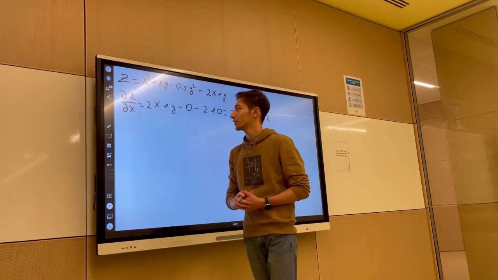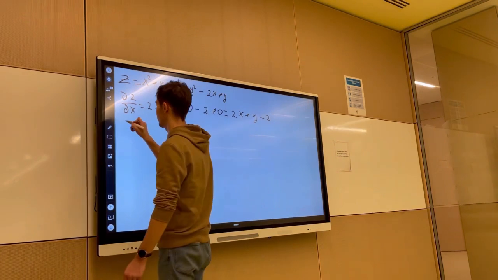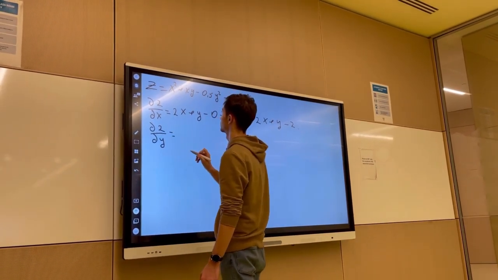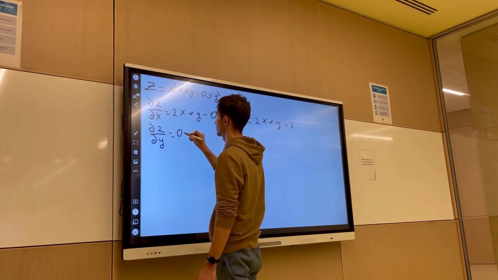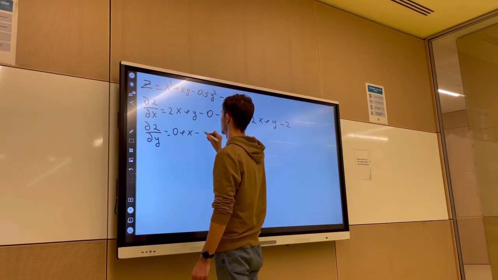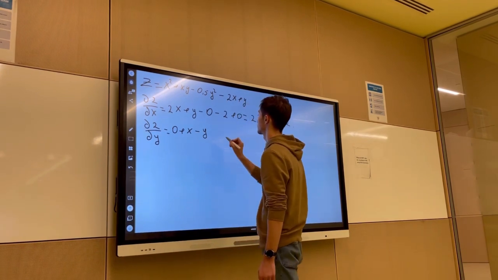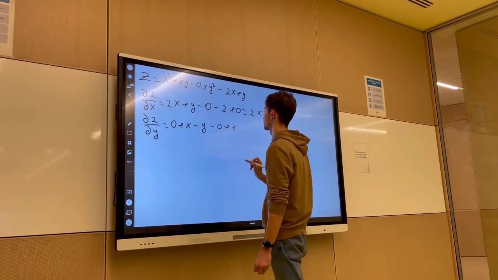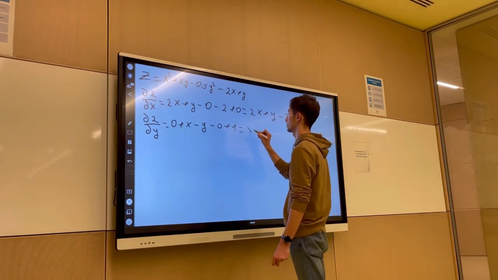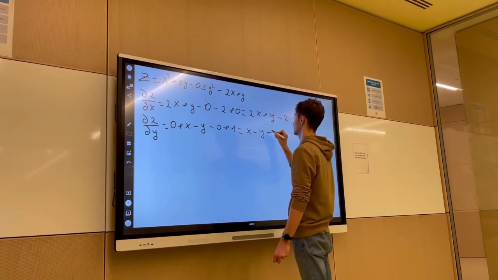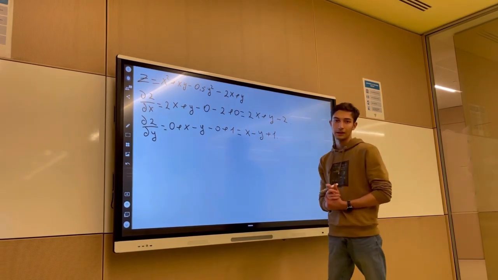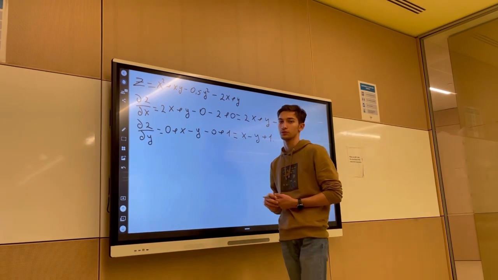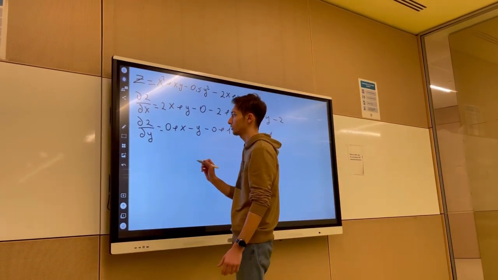And secondly, we will find delta z over delta y. It will be 0 plus x, 0 y, 0 minus 0 plus 1. And also it will be x minus y plus 1. And we will equal them to 0 to find our critical point and find the common points.